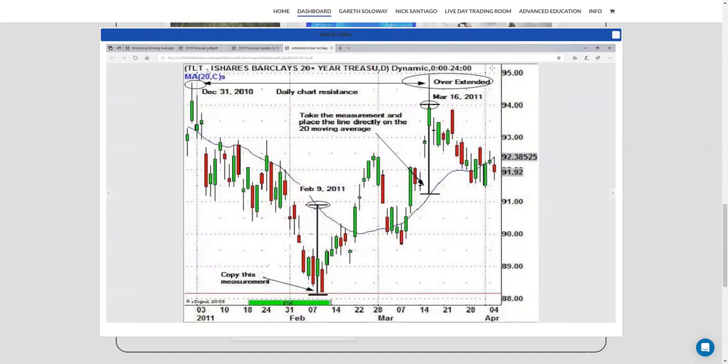Here we have a chart of TLT. Doesn't really matter what it is. Copy the measurement. Bring it over here. Look at how TLT got overextended. Look what it did. Hit a double top. Almost got to 95 whole round number. And then look at that pullback there.